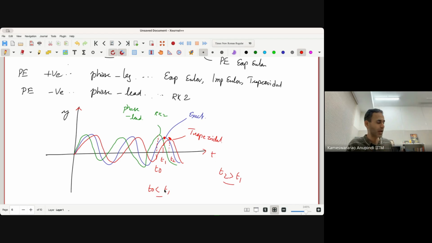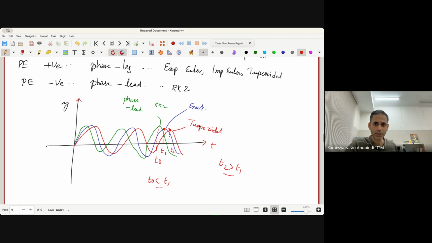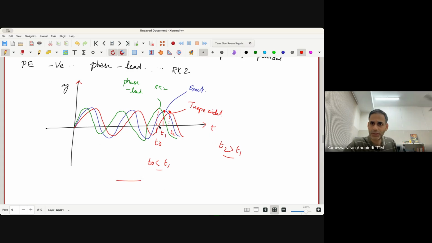So that means whenever you have a negative value for phase error, it is a phase lead, and whenever you have a positive value for phase error, it is phase lag. Okay, so I think it's nice to keep in mind the phase lead and phase lag in this context. Okay, fine. Any questions so far? So that finishes basically the RK2.